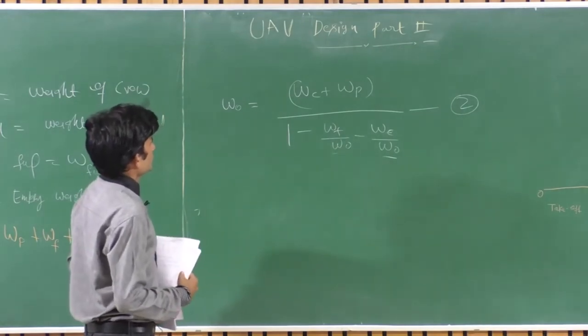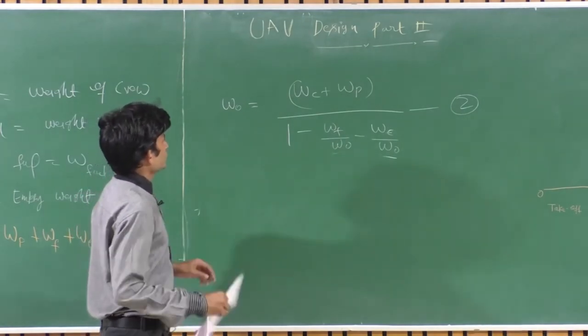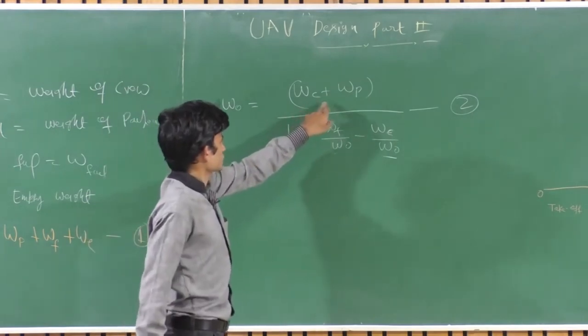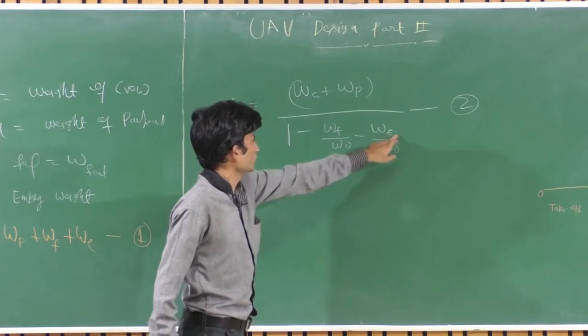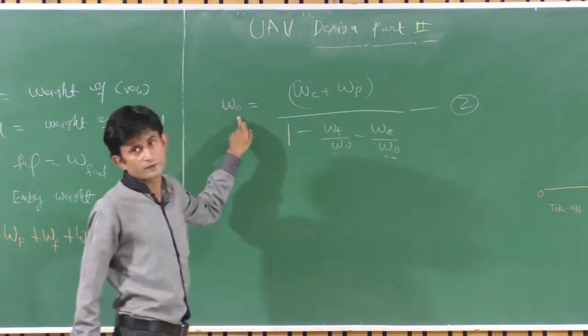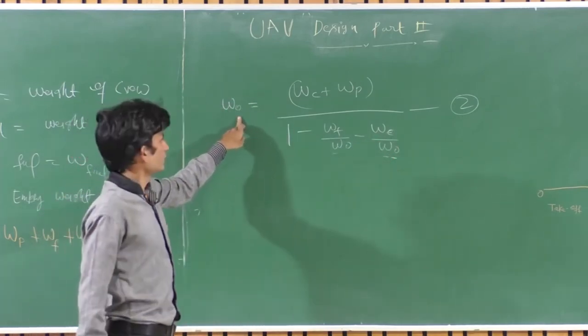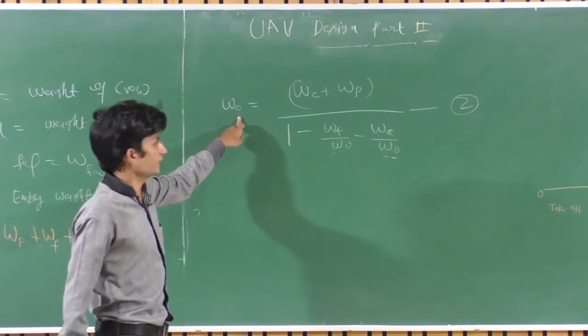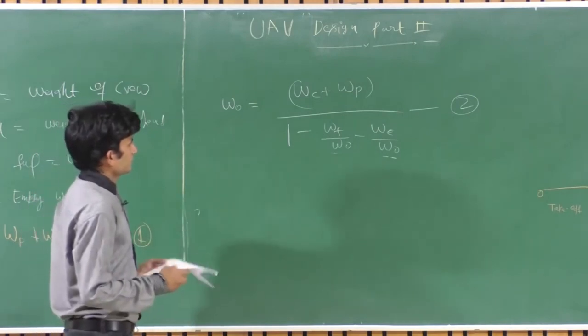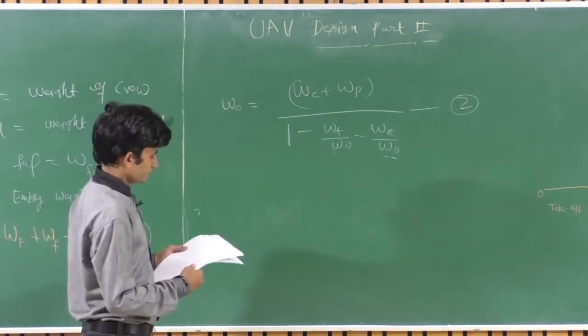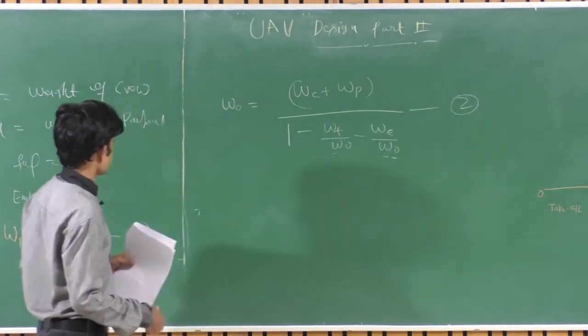So, when you are designing your aircraft, you know the crew weight, right? And you know also the payload. So, if you know these two fractions, WF by W naught and WE by W naught, you can find out the value of total weight of takeoff, right? So, let's find out the WE by W naught.